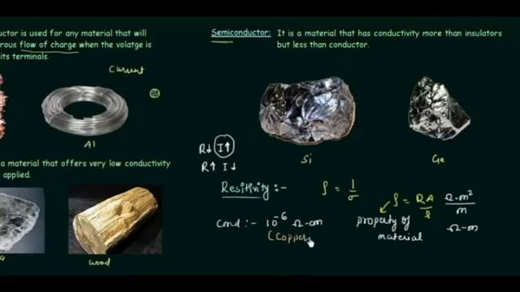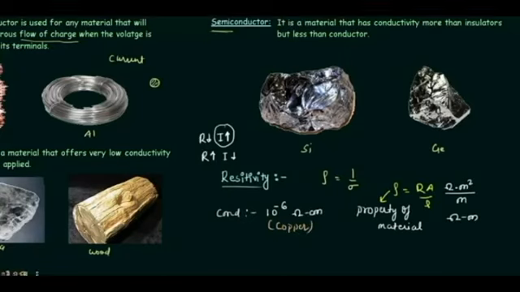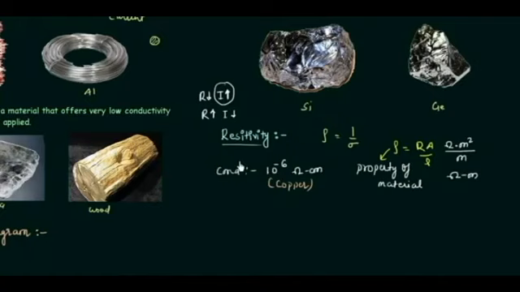This 10 to the power minus 6 is specifically for copper. As I have told you, the resistivity is a property of the material, so it may vary from material to material. For aluminium maybe it is different, so you have to write down in brackets that it is for copper. Let's talk about the insulator.